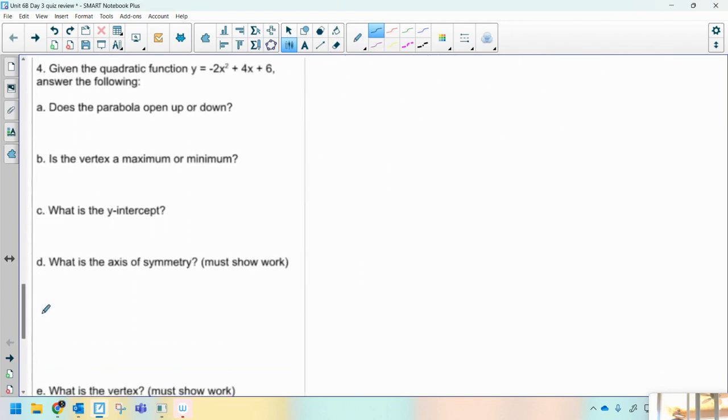Uno más. One more. All right. We have an equation, negative 2x squared plus 4x plus 6. Does the parabola open up or down? Well, how do we know? We're looking at the number in front of the x squared. Is it negative? Well, it sure is. It's negative 2. That means the parabola is going to look like this, and it's going to open down. Where's the vertex? At the top here. The vertex is going to be a maximum here. We got a maximum for the vertex.